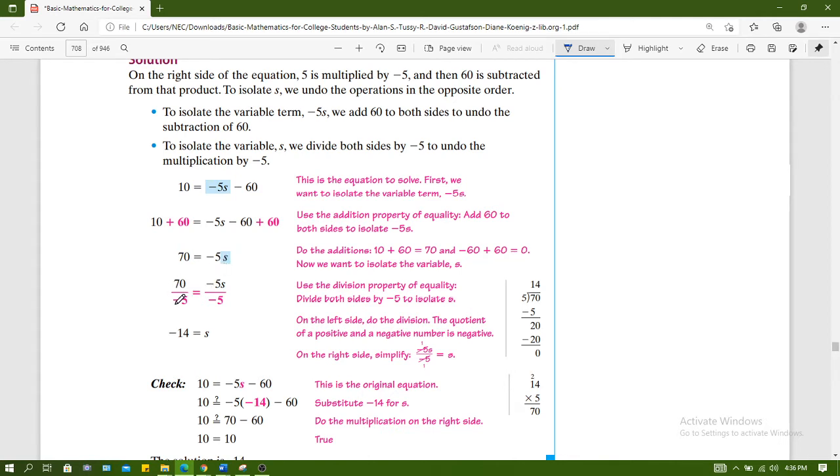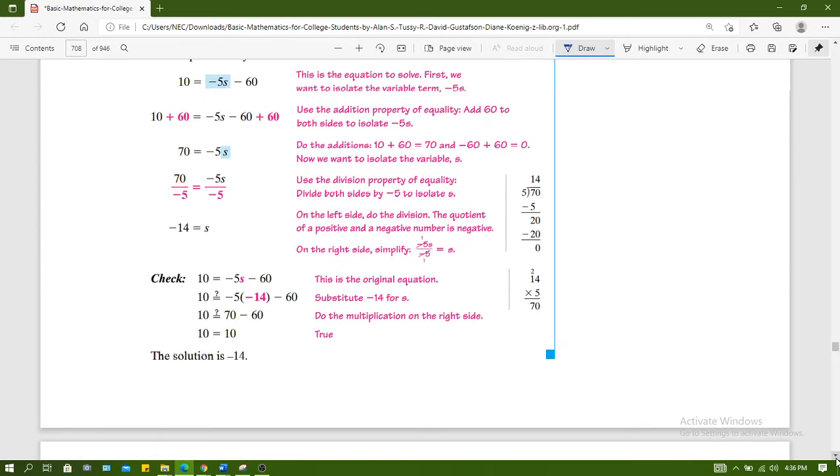70 divided by negative 5 equals negative 5s over negative 5, because we are using the coefficient of the variable to divide each expression on the right side and on the left side. So, 70 divided by negative 5 is negative 14, and negative 5 over negative 5 is equal to 1, and that means what remains on the right side is only s. So, you have now the prospective solution, okay?